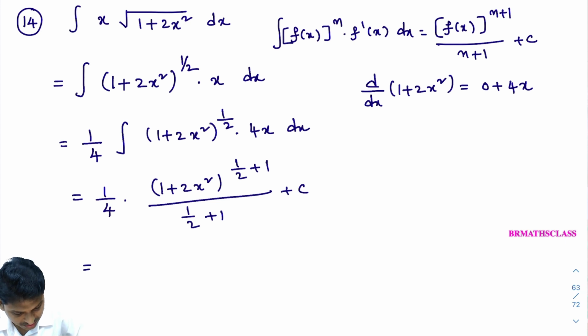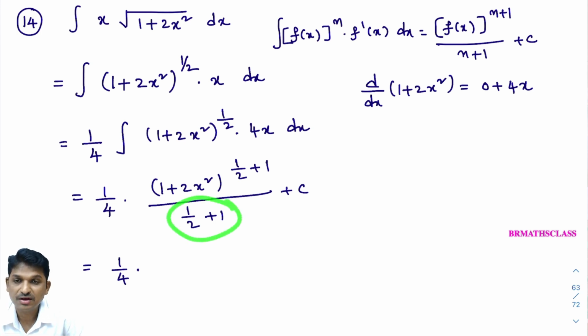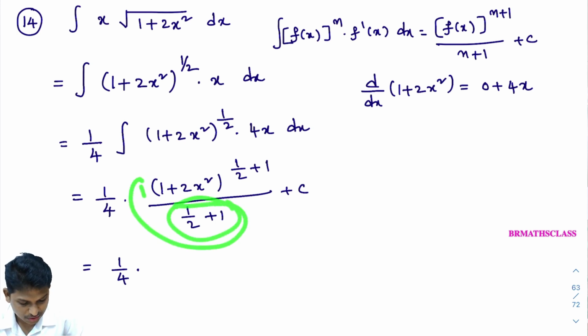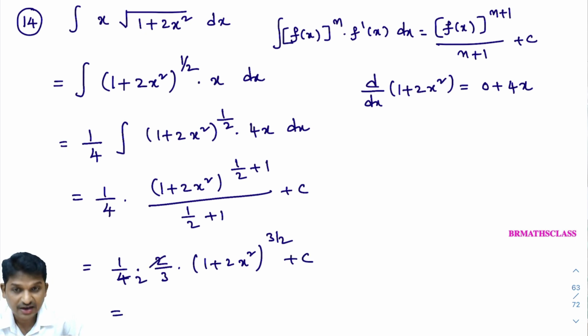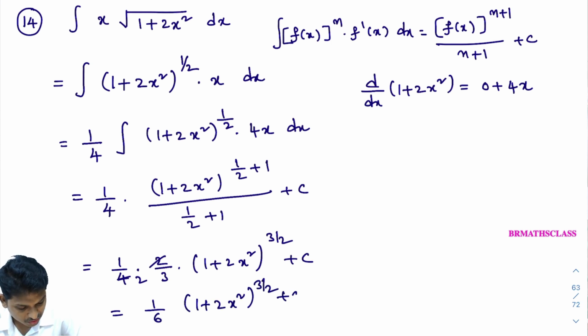If I do a little bit of simplification, 1 by 4 into, you look here, 1 by 2 plus 1, that is 3 by 2, right? 1 divided by 3 by 2, that is 2 by 3. I'll write that 2 by 3 into 1 plus 2x square whole power 1 by 2 plus 1, that is 3 by 2, plus c. This 2 and this 2 will get cancelled, that equals 1 by 6 into 1 plus 2x square whole power 3 by 2 plus c.